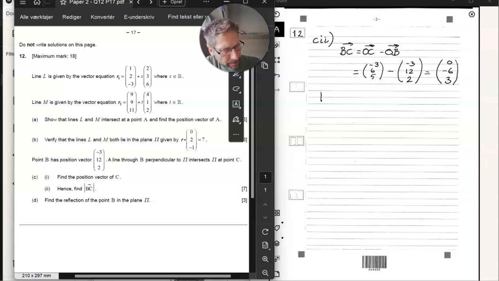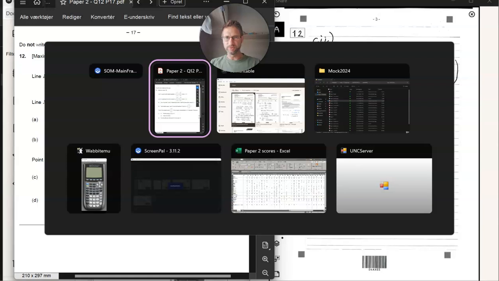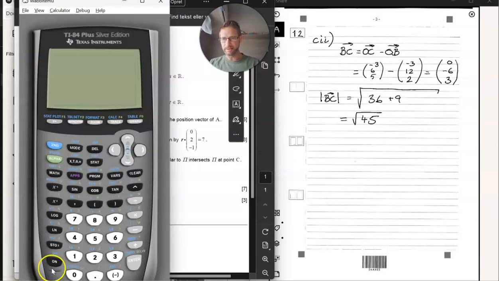And the length of BC, that's just calling up Pythagoras, saying it's the square root of the sum of the squares of all the coordinates. And 0 squared is nice, so it's 36 plus 9, so that is the square root of 45. And since this is paper 2, we might actually call up the calculator for the first time in this question and say 45 to the 1/2.